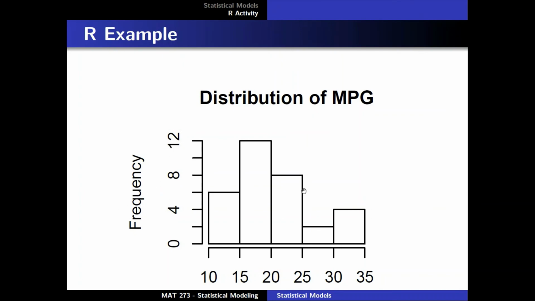Or the frequency. So we can see here that the most commonly occurring mileage is somewhere between 15 and 20 miles per gallon. So those of you who drive or have your own car might not be too surprised by that. I think a lot of cars are right around here, around 20 miles per gallon. The poor soul who has one that gets 10 miles per gallon. Oof.